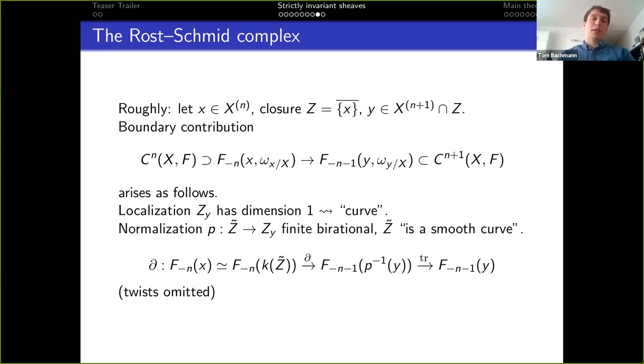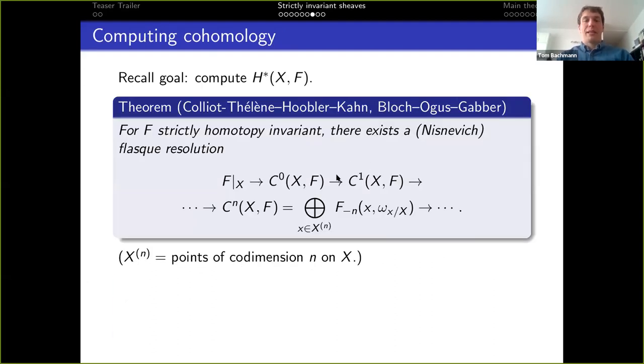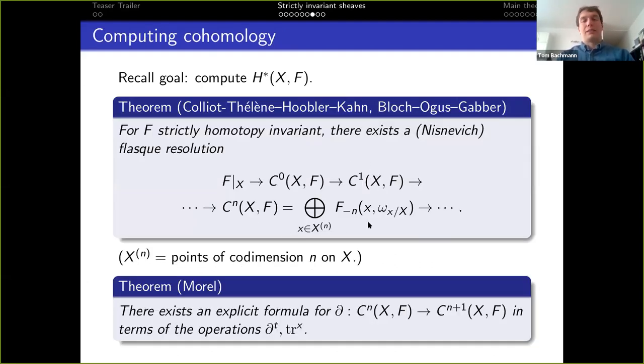So all of this is just to prepare you for the following, I will call it curious observations. Right, so we had this complex here, which we can use to compute cohomology. And, not very surprisingly, the complex depends functorially on F. That seems reasonable enough. But look at the actual formula. The nth term doesn't just depend on F. There's no F here, right? There's an F, well, here's an F, but there's an F minus n. And actually, you see the nth term only depends on F minus n. It doesn't depend on all of F.